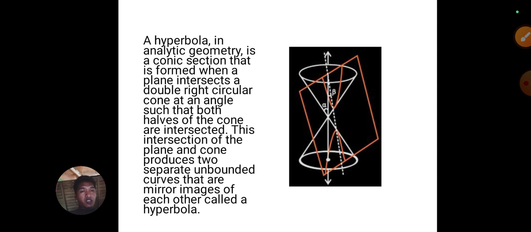So here in the picture, in analytic geometry, the conic section is formed when the plane intersects a double right circular cone at an angle such that both halves of the cone are intersected. As I said earlier, the intersection of the plane and the cone produces two separate unbounded curves that are mirror images of each other. It is called the hyperbola.